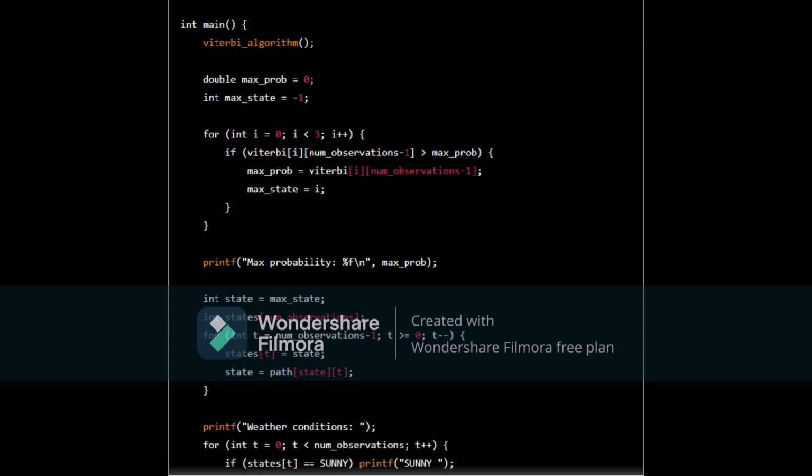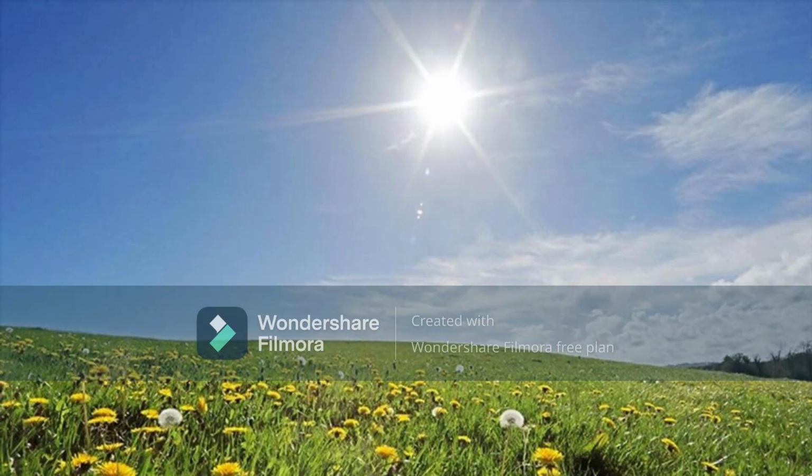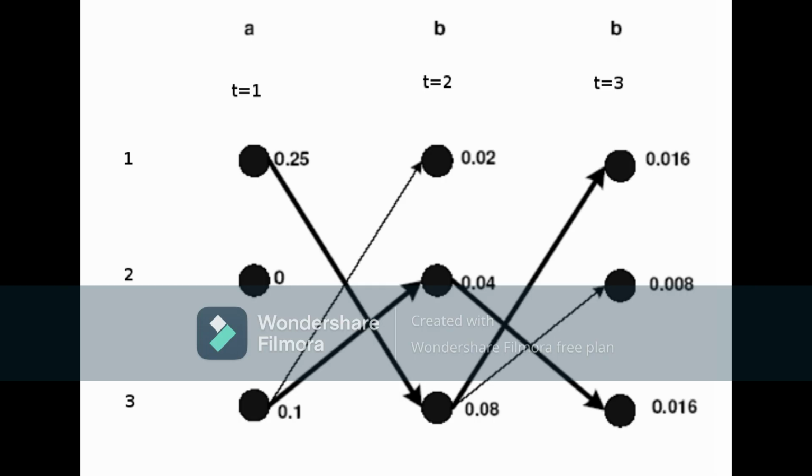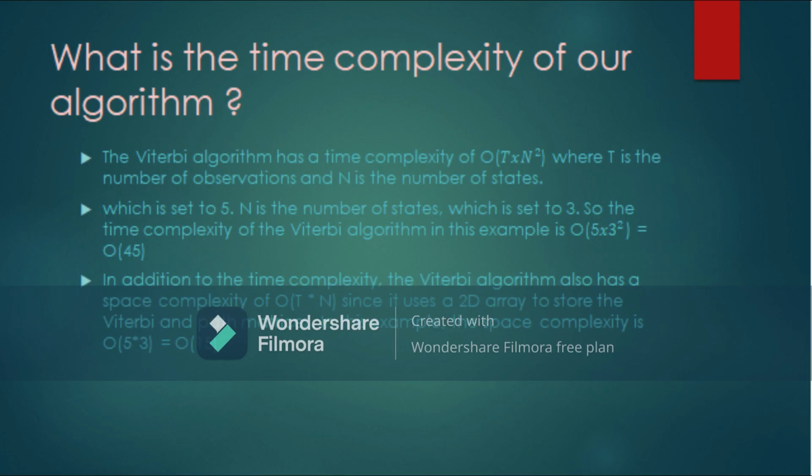But what is the main purpose of our code? As I mentioned before, the main purpose of the code is to determine the most likely sequence of weather conditions, sunny, rainy, cloudy, given a fixed sequence of 5 observations. The code draws new paths by looking at the past observations. Therefore, we are able to guess a new weather condition by looking at the past.